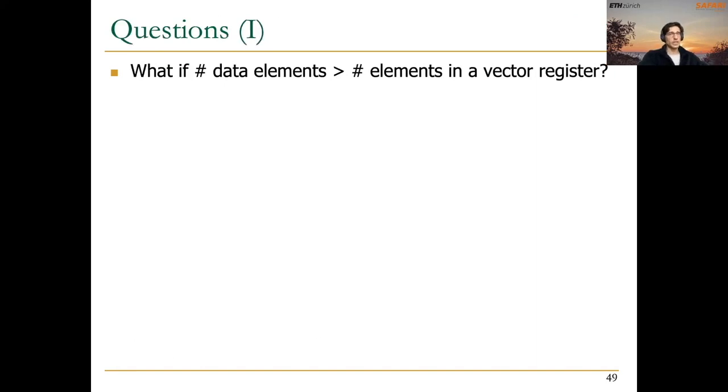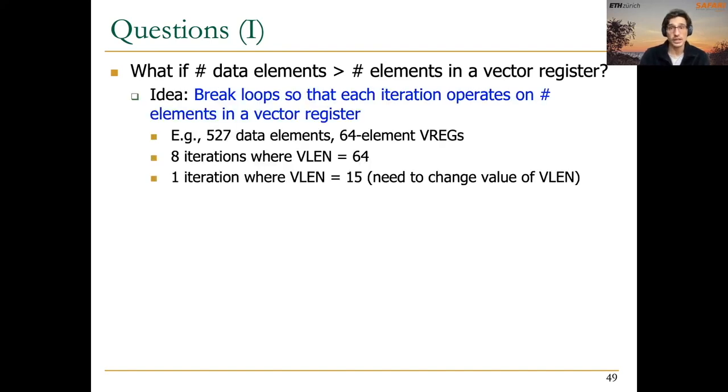So now one question here is, what if the number of data elements is greater than the number of elements in a vector register? For example, imagine that we have 527 data elements, but the size of our vector registers is only enough for 64 elements, right? We only have 64 registers in each vector register. So that's the case, and actually that's, as you will see, what happens in GPUs and in real SIMD processors, that this maximum vector length is limited.